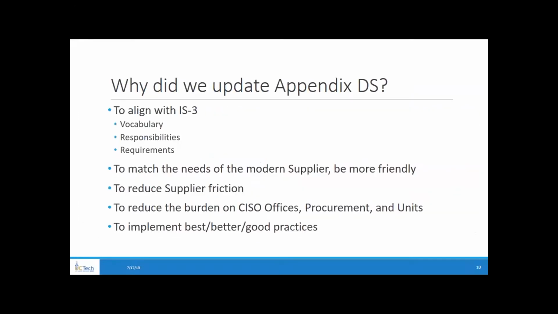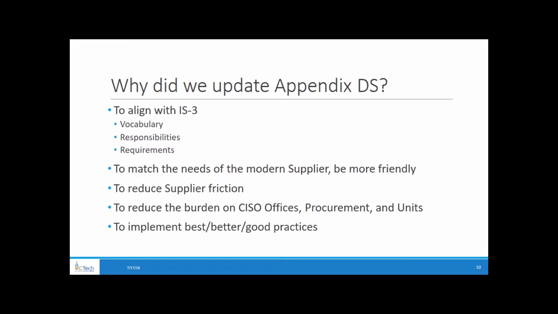All right, so why did we update Appendix DS? Appendix DS is Appendix Data Security, and one of the reasons we wanted to update it was to align with new IS3. IS3 is our system-wide security policy. Last September, it was approved by the president, so it's in force. And it actually talks about managing supply chain risk, and it uses a vocabulary. And so we had to update Appendix DS to align with that vocabulary, and also the approach that's now enshrined in policy to manage supply risk.